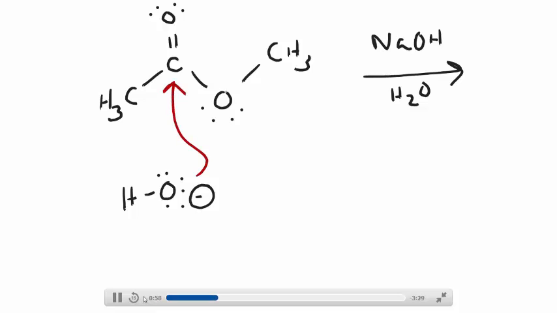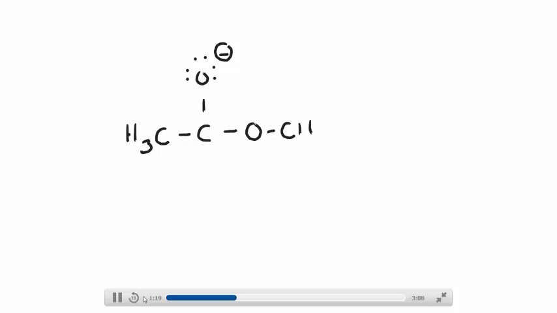So add it to the carbonyl carbon. Can't have 5 bonds, so break the pi bond so that you can make the tetrahedral intermediate. And this is a negatively charged tetrahedral intermediate. And this is done in water.